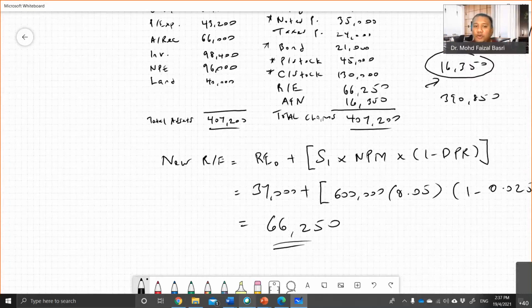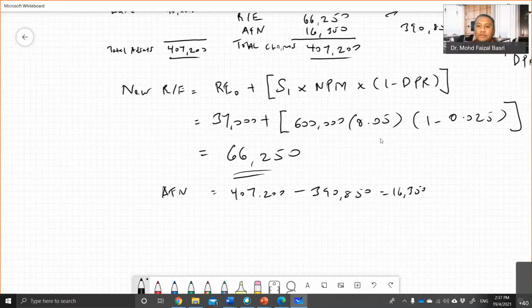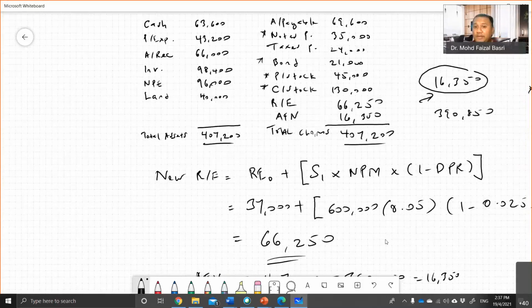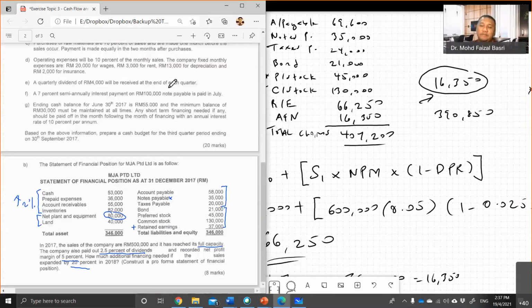Okay, so you need to show your calculation of new retained earnings like this. And if possible, show also the calculation of AFN. So AFN is based on 407,200 minus 390,850 to get 16,350. Okay, show these two figures and put it inside our statements. So that's our statement of financial position, or pro forma statement of financial position.